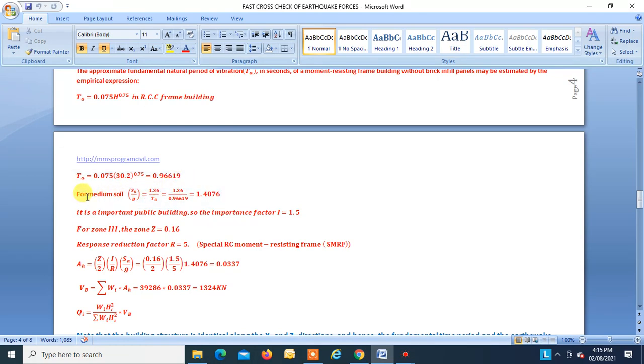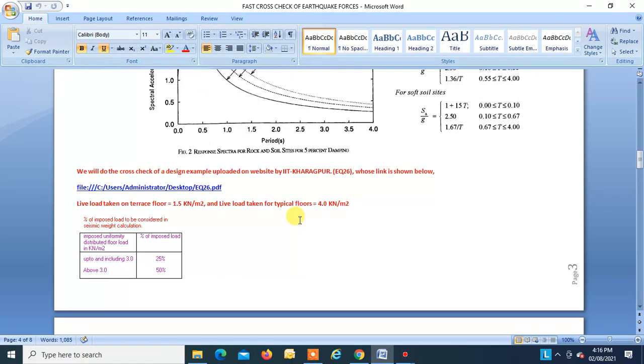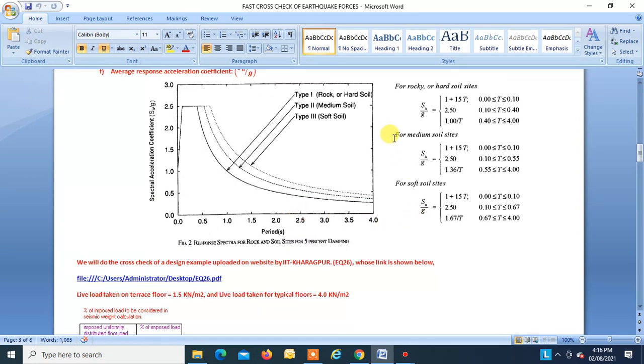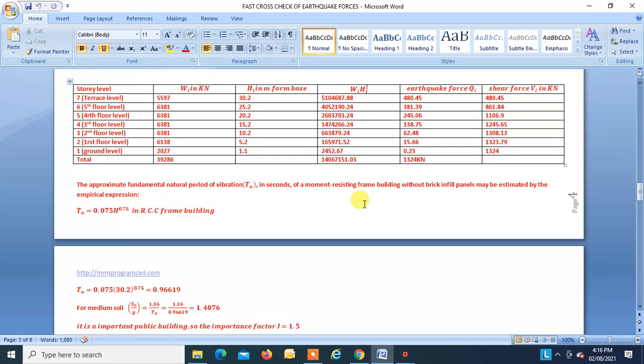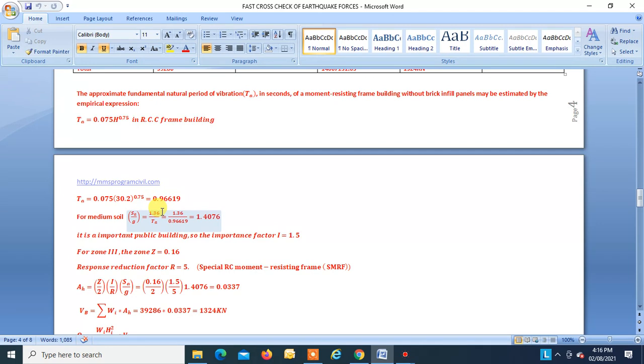Okay, so the footings of this building are resting on medium soil, so we have to find Sa by g. So let us see the section for Sa by g. Now the soil is medium, so we have to see this table. Okay, and our T is 0.9661, which falls within this range. So Sa by g is equal to 1.36 divided by T. So we will use this formula for finding Sa by g. So Sa by g is 1.36 divided by Ta, that is equal to 1.36 divided by 0.96619, which is equal to 1.4076.